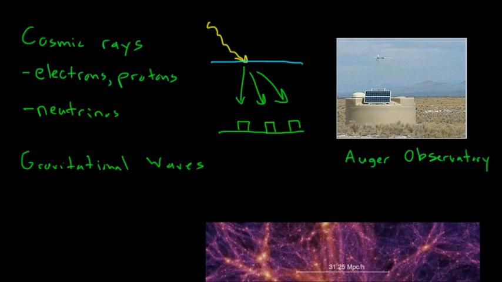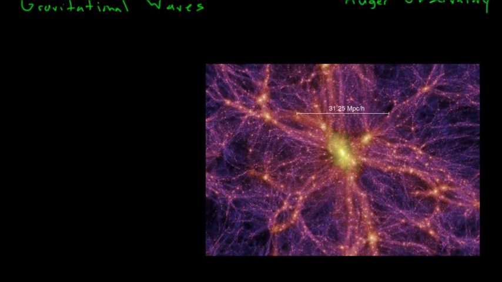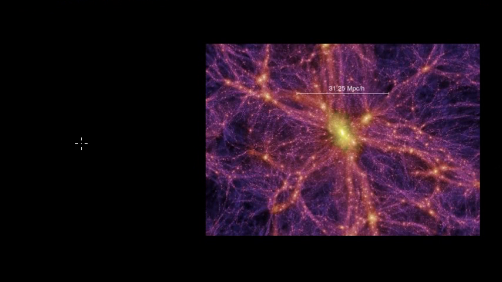Now, on the flip side of observation, there's also computer simulations which can be done and which can offer us a lot of information. So this is a picture from the Millennium Simulation, which tries to simulate the early universe and how structure and galaxies and clusters of galaxies evolved out of the early universe.